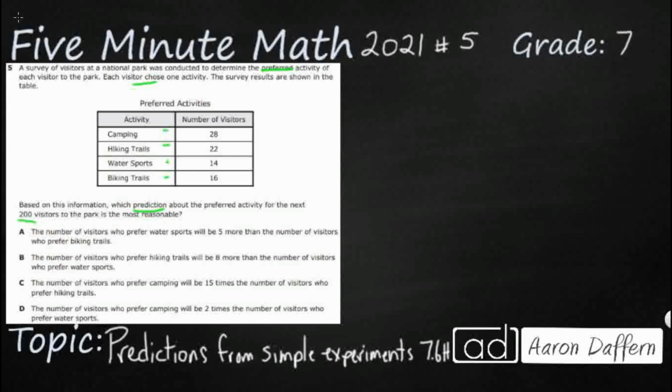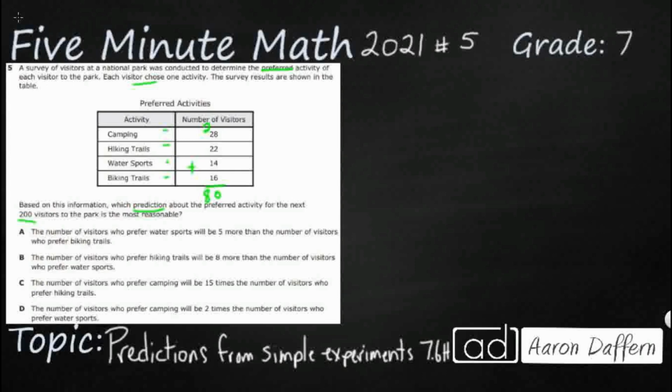My first question is how many visitors do we have right here? Let's see, 8 and 2 is 10, 4 and 6 is 10, so that's 20. So 2, 4, 6, 8. Okay, so 80. We've got a total of 80 people that selected, and here are their choices. We need to extrapolate this out to 200.